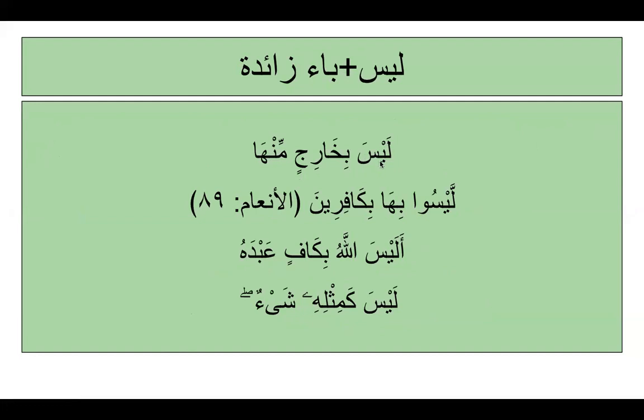What is ismu Laysa here? Where is ismu Laysa? Ismu Laysa is Hua, so it is dhamir mustatir. Dhamir mustatir Hua is ismu Laysa. Now I'm going to look for khabru Laysa, after the mubtada, or whatever, ismu Laysa. I'm going to look for khabru laysa, just like I do in any regular jumla ismiya. So where is the khabru laysa? Do I see any construction?